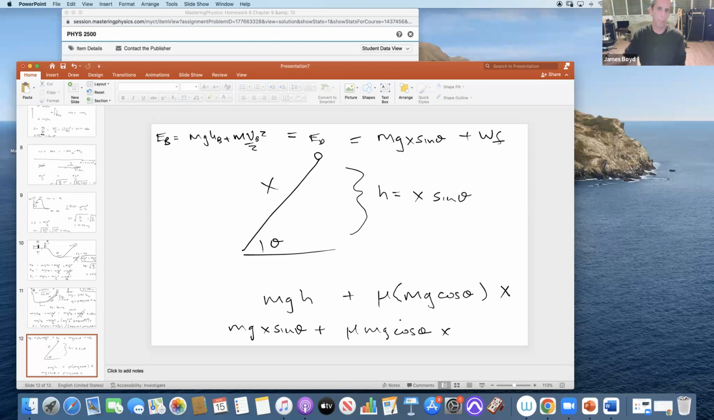So yeah, x is equal to mgh_B plus m v_B squared over 2, divided by mg sine theta plus mu mg cos theta. Alrighty.